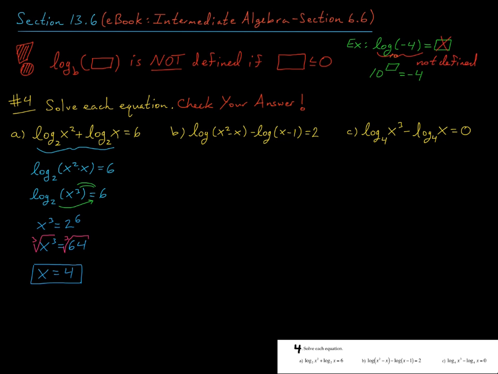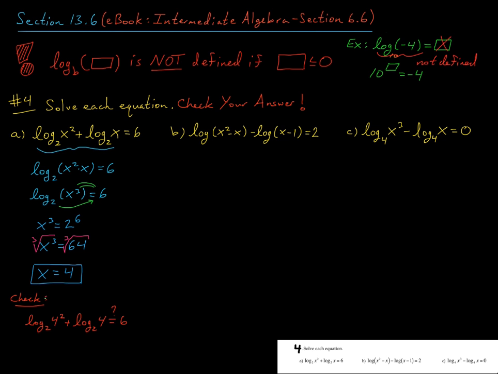Now, as our little check here, am I going to run into any problems? Well, if I plug in 4, I'm going to get log base 2 of 4 squared plus log base 2 of 4. And then this apparently is equal to 6. Now, I could go ahead and simplify this whole left-hand side and verify that it does equal 6. That'd be a nice exercise in just using the properties of logarithms. I'm not going to do that right now.